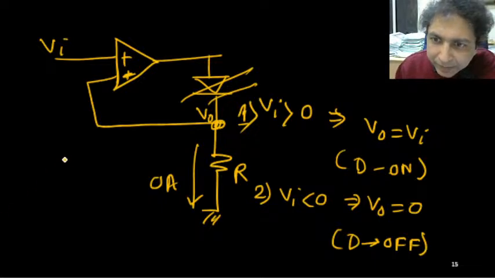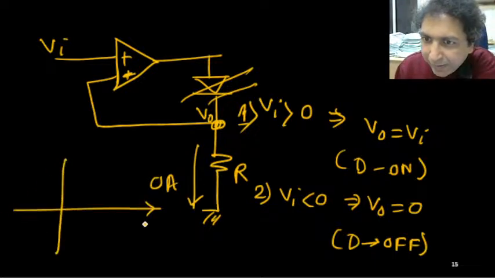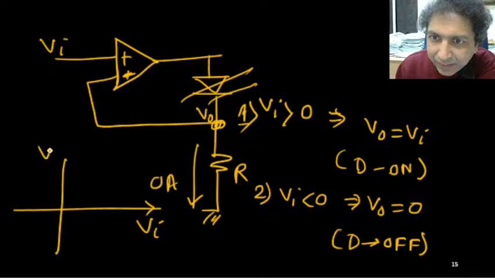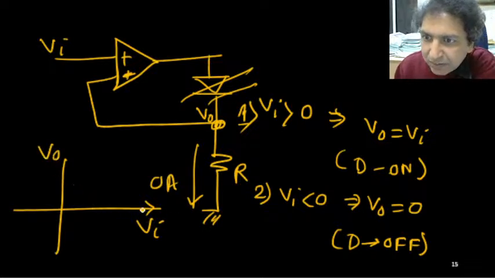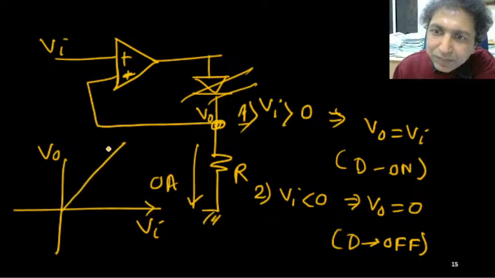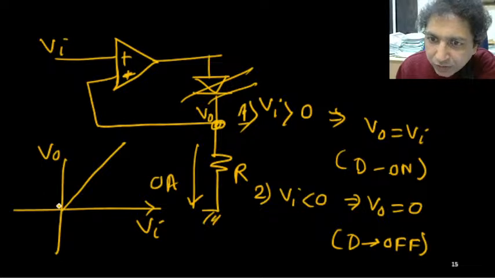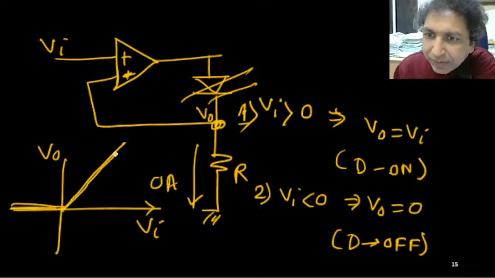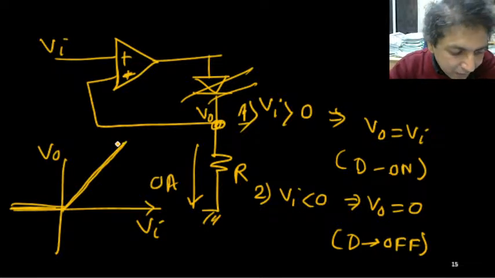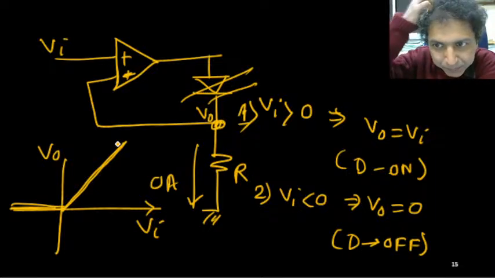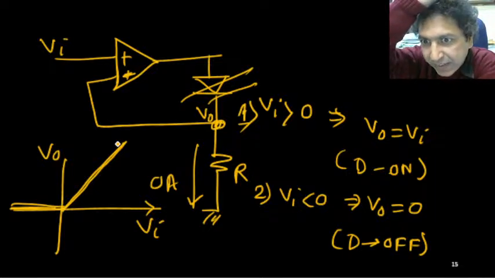So what is the meaning? When this is Vi and this is V naught, when Vi is positive, V naught is the same as Vi. It's linear. And when Vi is negative, the output is always 0. So this is the curve. It is 0 and the right side is linear. Are you convinced? This is the relation between Vi and V naught.